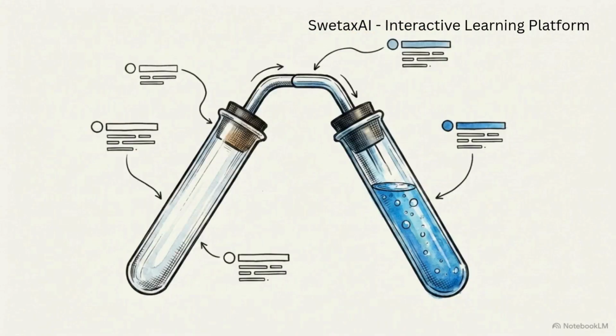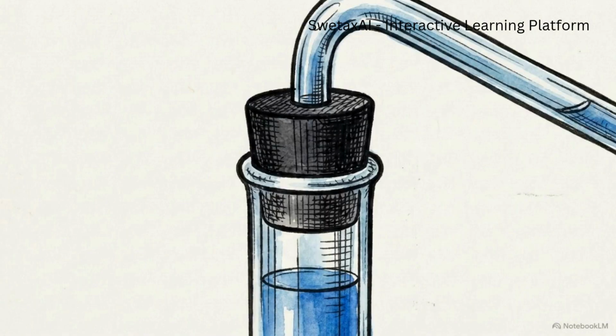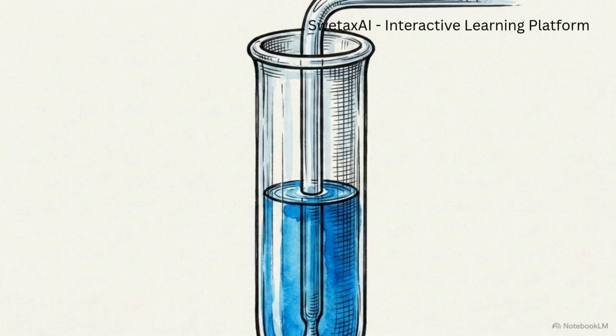Looking at this diagram of the setup, you start with an empty reaction test tube on the left. A delivery tube connects to the top of this tube, routes up and over, and submerges its opposite end deeply into the liquid of a second test tube containing your lime water.